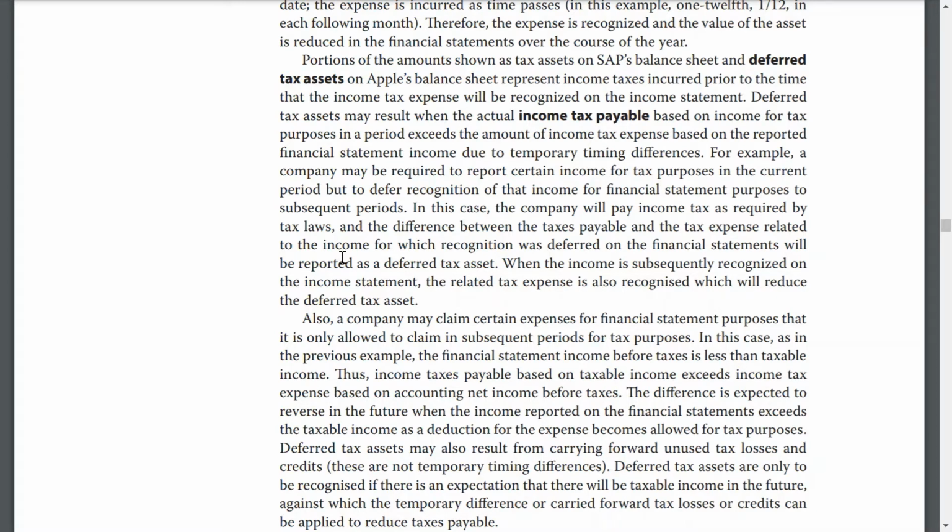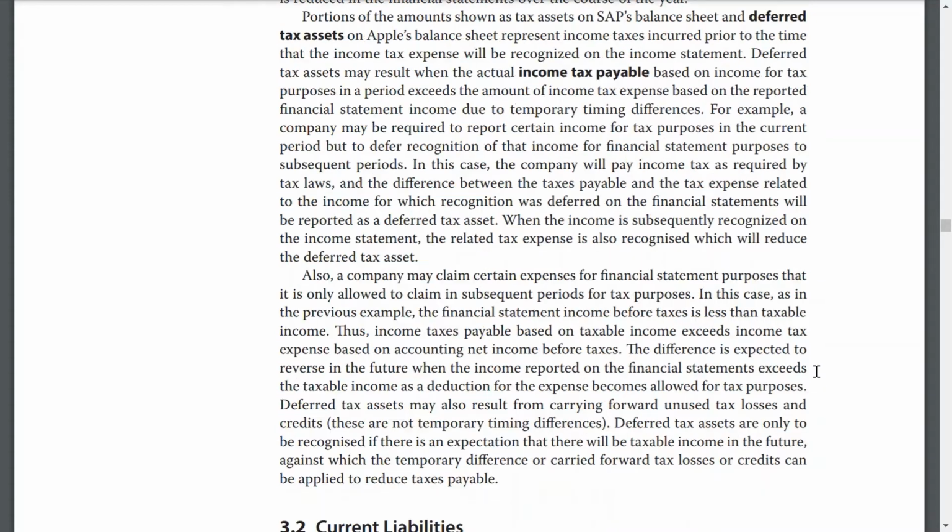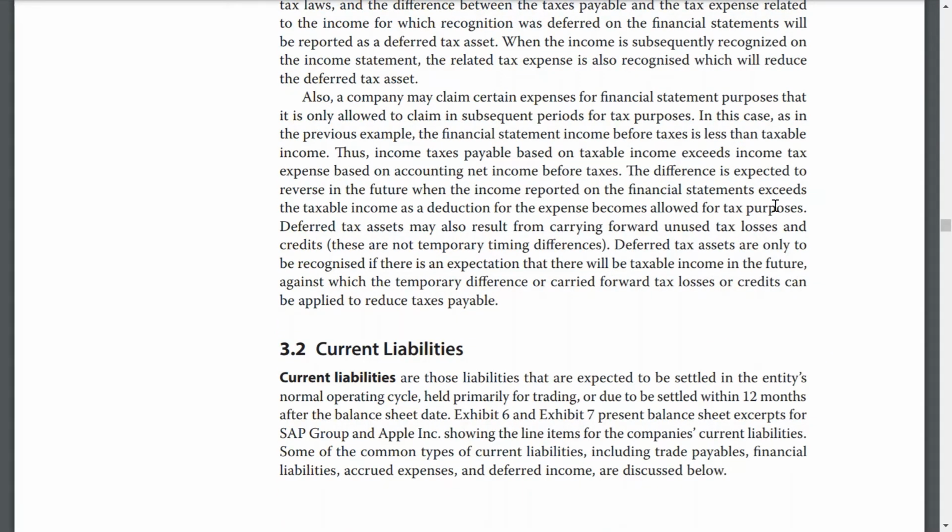Also, a company may claim certain expenses for financial statement purposes that it is only allowed to claim in subsequent periods for tax purposes. In this case, as in the previous example, the financial statement income before taxes is less than the taxable income. Thus, income tax payable based on taxable income exceeds income tax expense based on accounting net income before taxes. The difference is expected to reverse in the future when the income reported in the financial statements exceeds the taxable income, as the deduction of the expense becomes allowed for tax purposes.